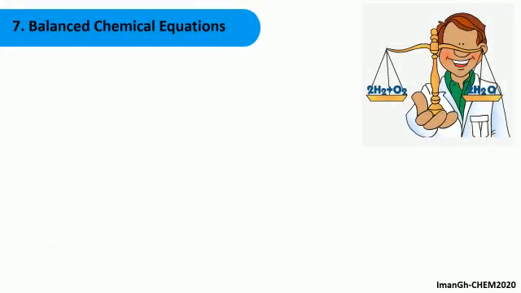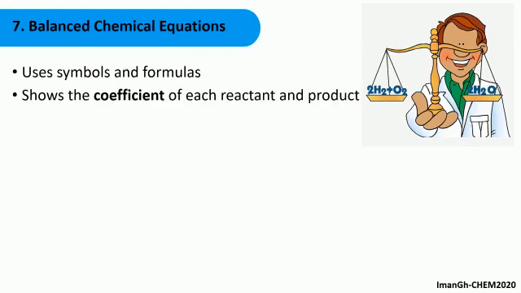In order to obey Lavoisier's law, the number of each type of atom must be equal in the reactants and in the products. Therefore, a chemical equation must be balanced. A balanced chemical equation also uses symbols and formulas. To balance a chemical equation, we must use coefficients, which are numbers placed before the compound or element. Let's explore how to balance a chemical equation.